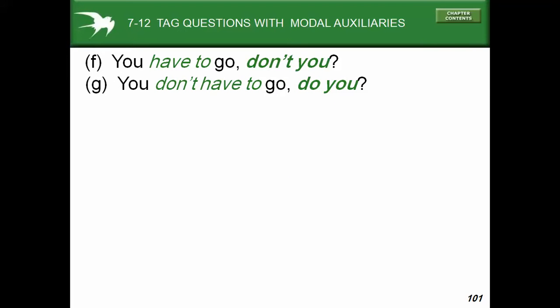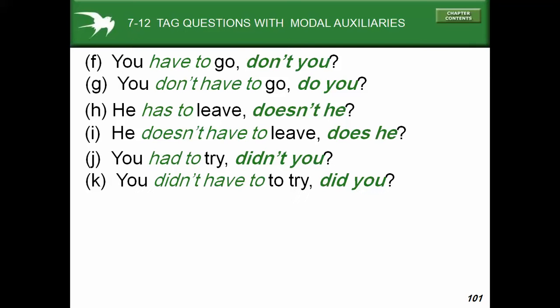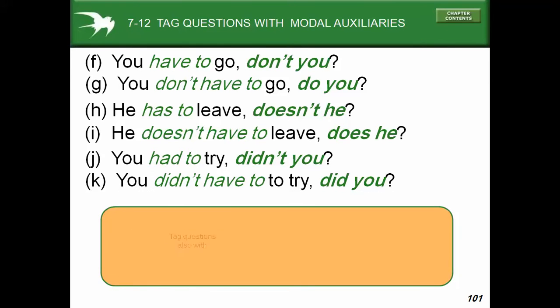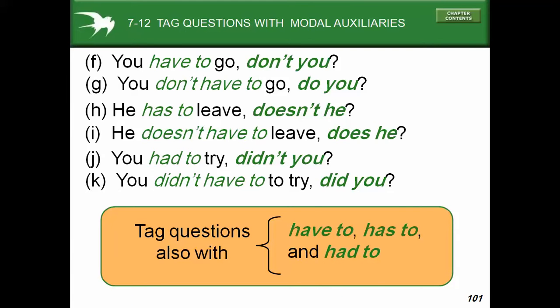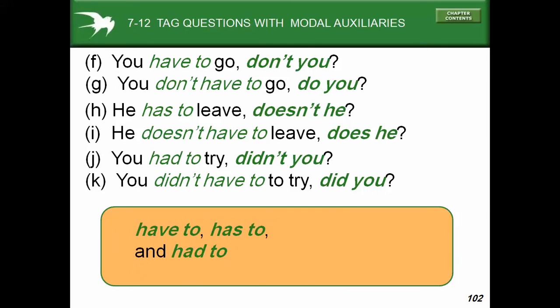You have to go, don't you? You don't have to go, do you? He has to leave, doesn't he? He doesn't have to leave, does he? You had to try, didn't you? You didn't have to try, did you? Okay, tag questions also work with have to, has to, and had to. So use forms of do.